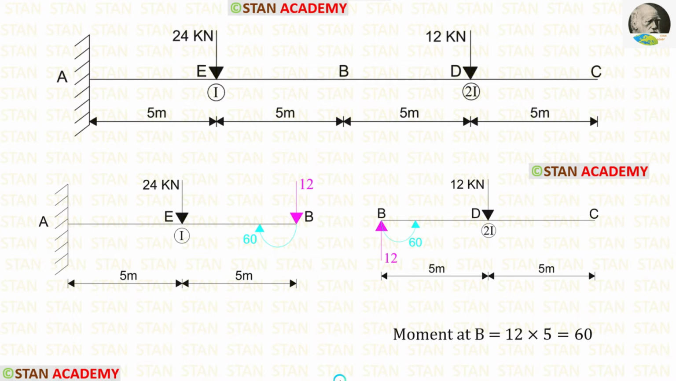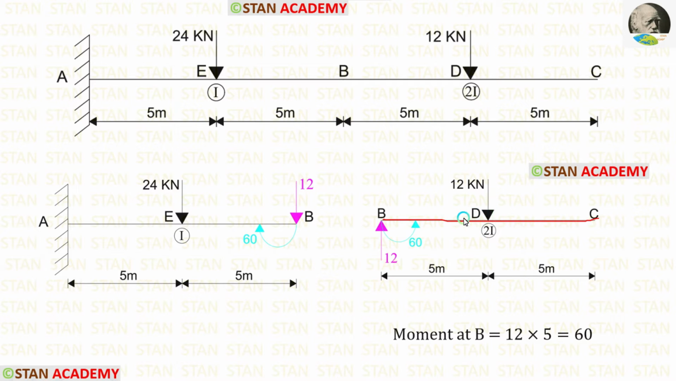Before finding the moments, let us make the free body diagram. When we make the free body diagram, it is very easy to find the moments. Let us split the beam into two parts from the point B because it is the joint. When we do that, we are having two different parts, AB and BC. Let us consider the span BC.